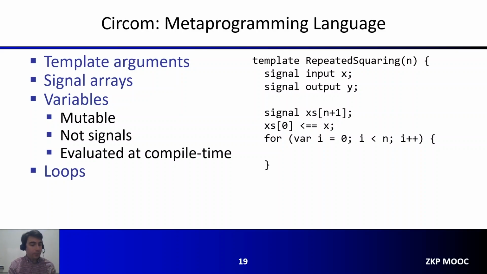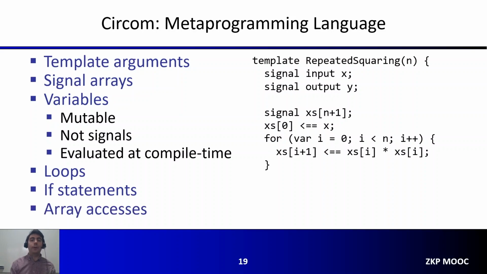So since our interest is in doing repeated squaring, in every iteration of this loop, we're going to do one squaring. So what we're going to do is access the next element of the array, and we're going to say that it needs to be equal to the square of the previous element. So that's what that line of code does.